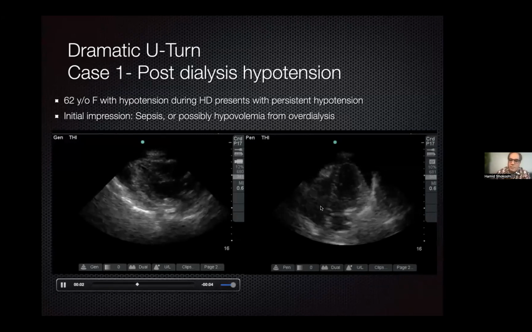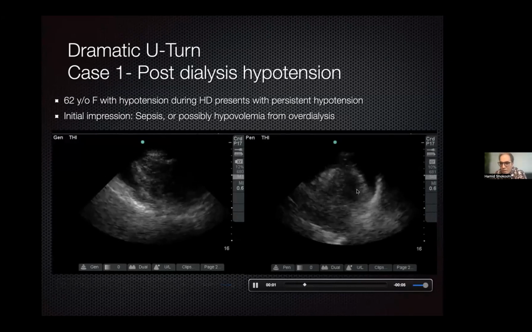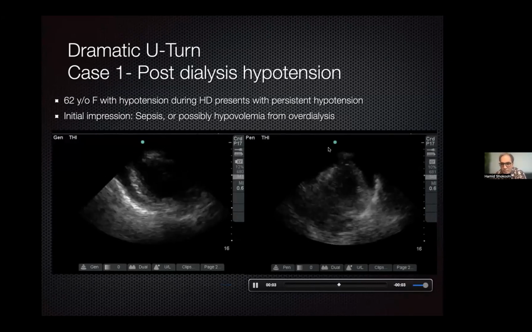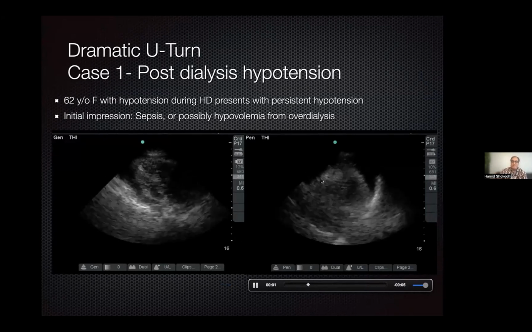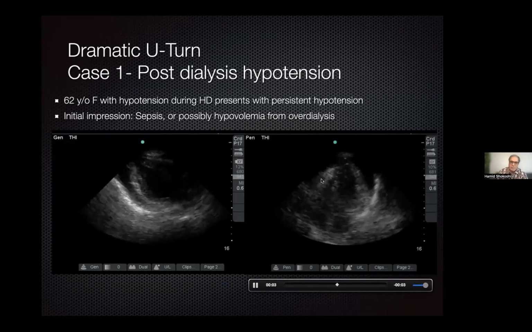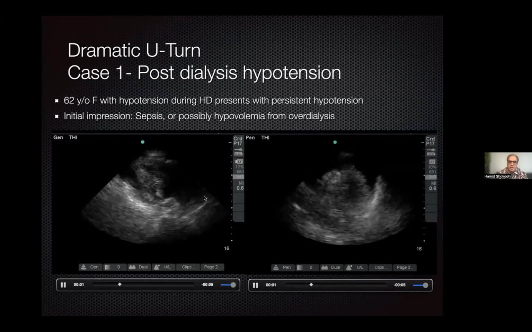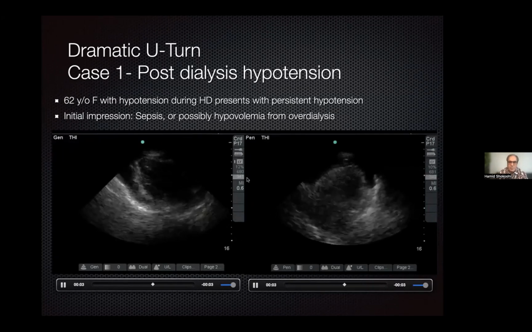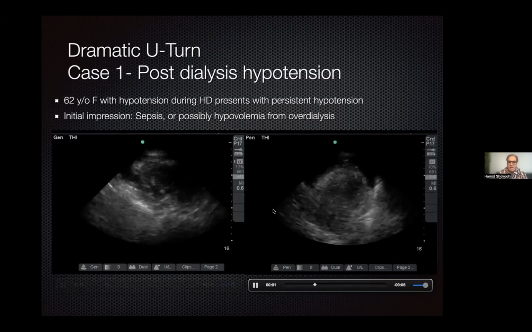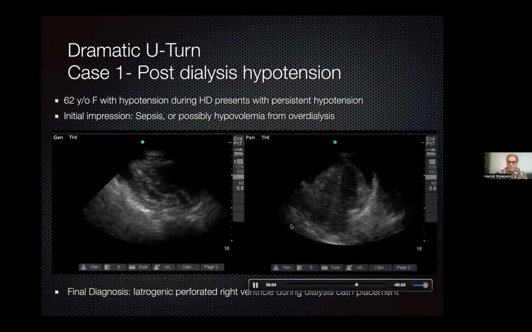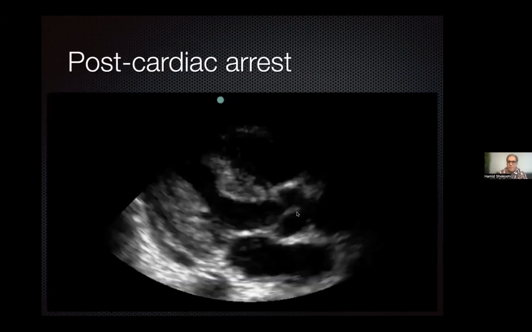There's another one, not the best pictures, but you see a large effusion around here. This patient came from dialysis and collapsed in the emergency room, and we started CPR. We see this picture, started doing pericardiocentesis and resuscitation, and found out the patient had their catheter changed the day before, and they had a perforated right atrium.